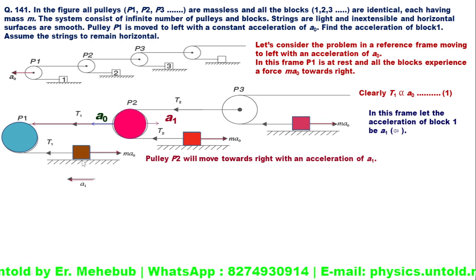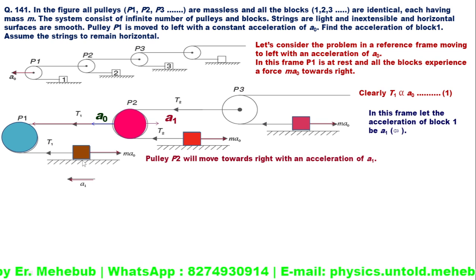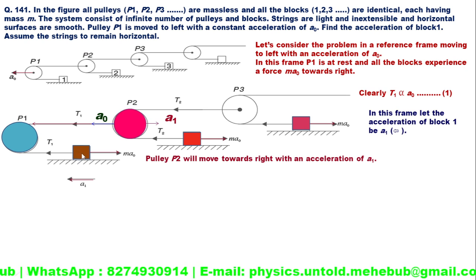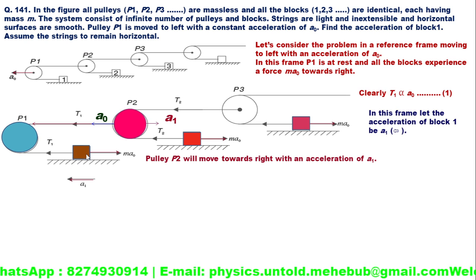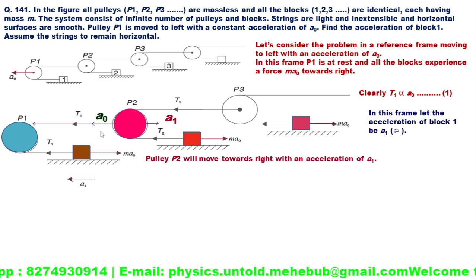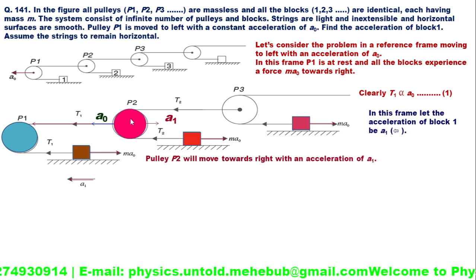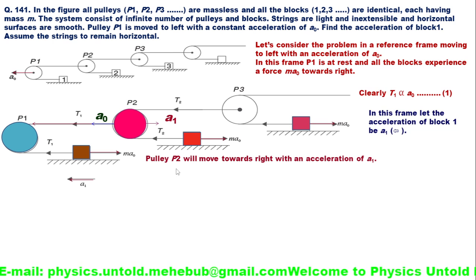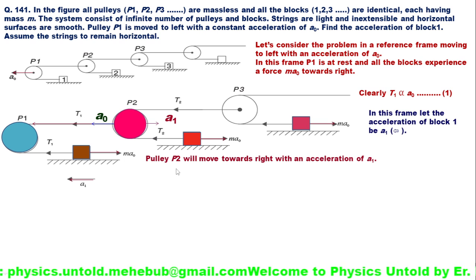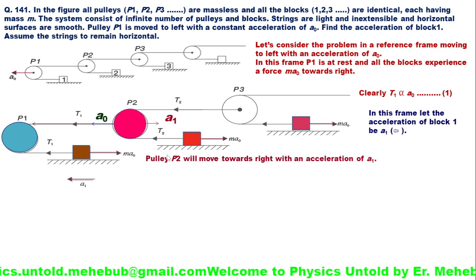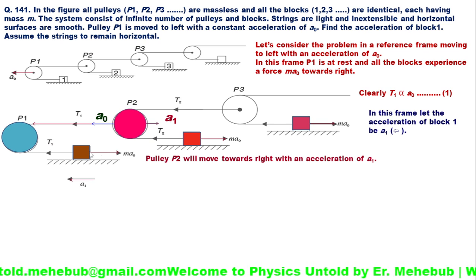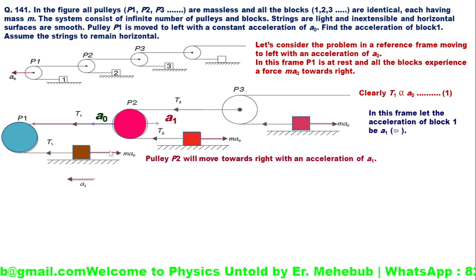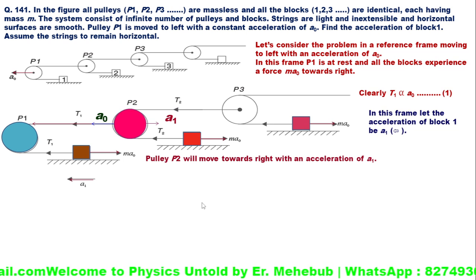Now as the block 1 is moved in the leftward direction, therefore the pulley P2 will shift in the rightward direction, or we can say the pulley P2 will move towards the right with an acceleration a1. So this is due to the force appeared on block number 1.